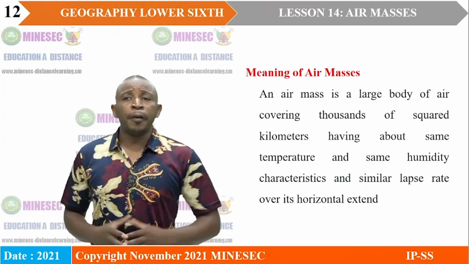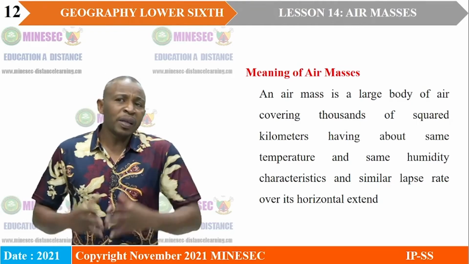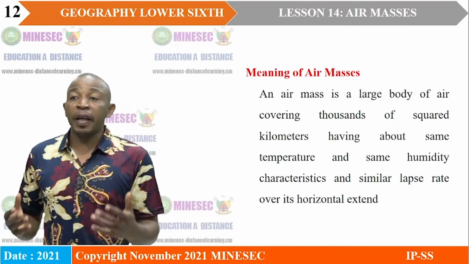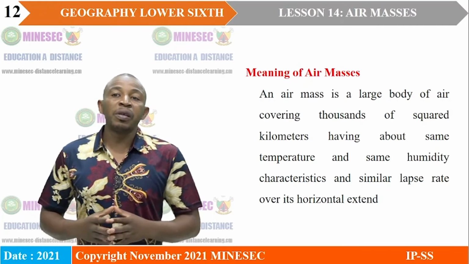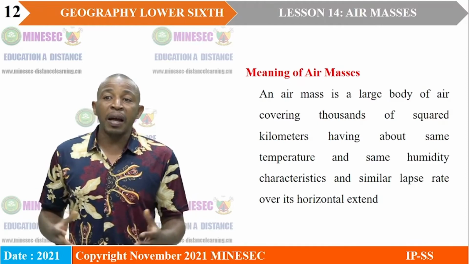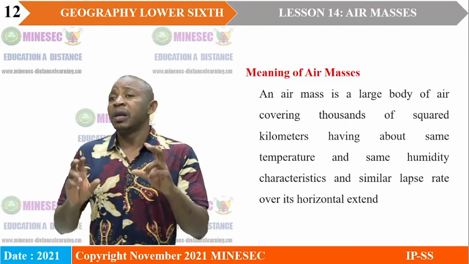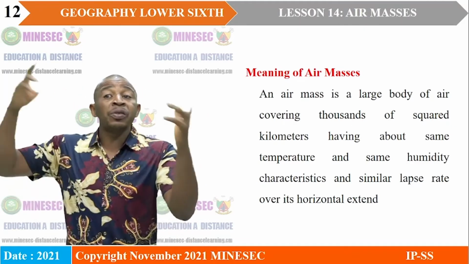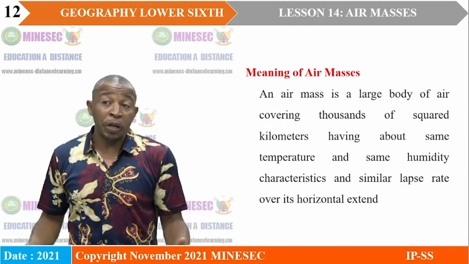Our lesson proper. We now begin with the meaning of air masses. What is an air mass? An air mass is a large body of air covering thousands of square kilometers, having about the same temperature and same humidity characteristics and similar lapse rate. What we should note in this definition is that it covers thousands of square kilometers, meaning that it occupies a large surface area.